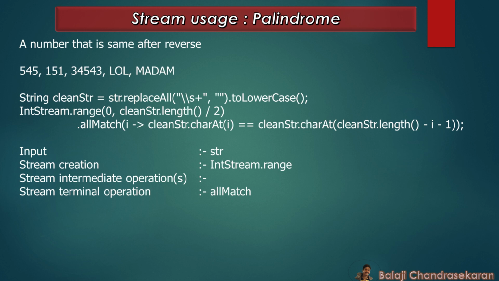For each character at index i, it checks if it is equal to the character at the corresponding position from the end of the string. If all the characters match, the allMatch terminal operation returns true, indicating that the string is a palindrome. Otherwise, it returns false and that string is not a palindrome.